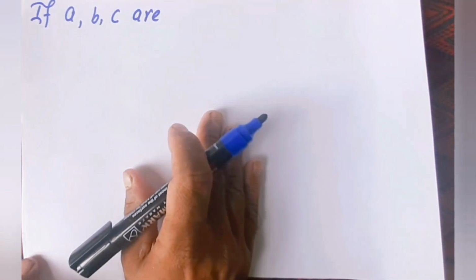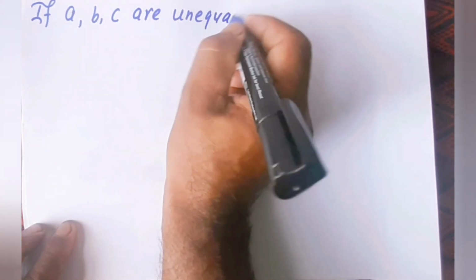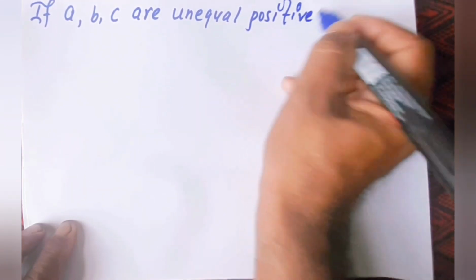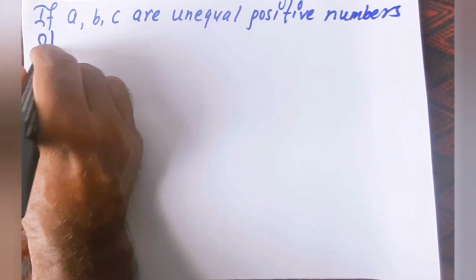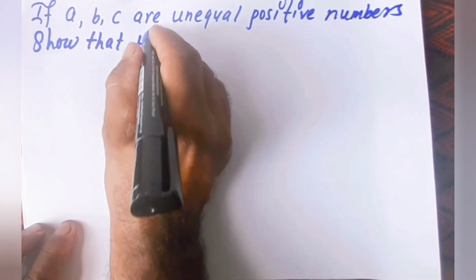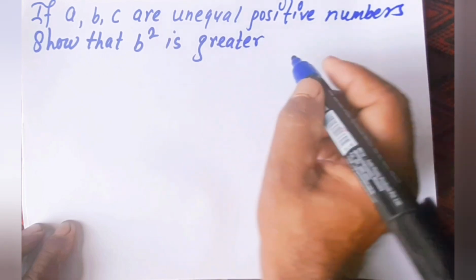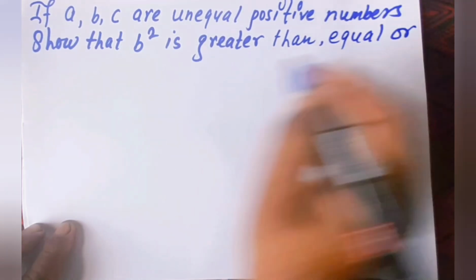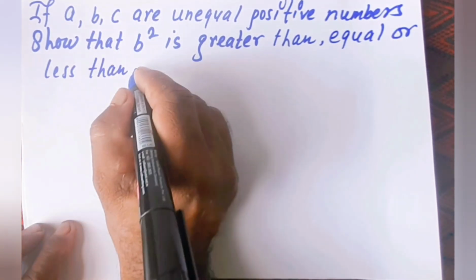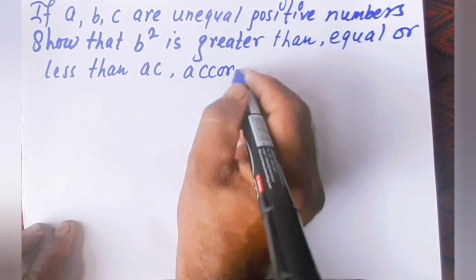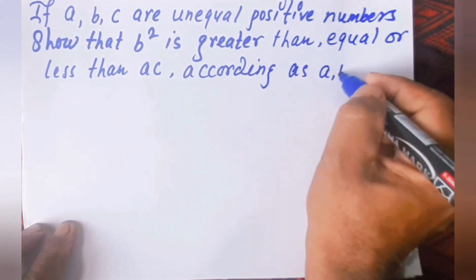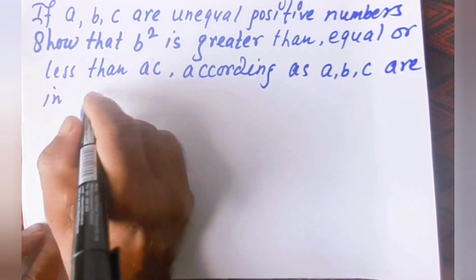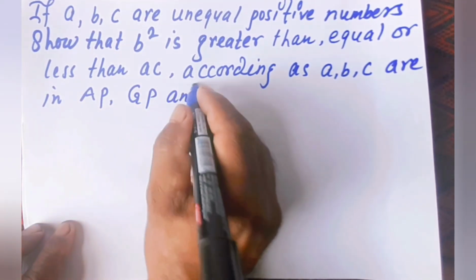Now see another question. If A, B, C are unequal positive numbers so that B square is greater than, equal to or less than AC according as A, B, C are in AP, GP and HP.